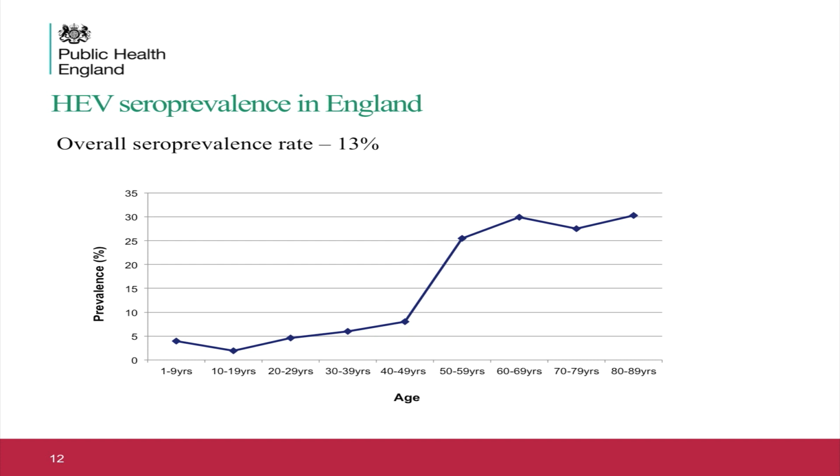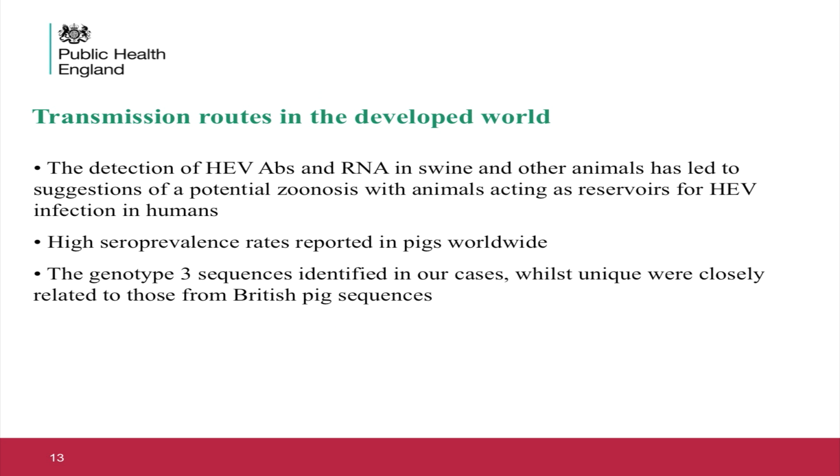So where is the virus coming from? How is it being transmitted through the developed world? So the detection of HEV antibodies and RNA, and this was initially in pigs, but it's subsequently been described in other farm and domestic animals. And this really led to the suggestion that the virus was transmitting via zoonosis and that these animals act as a reservoir for infection. So the pig really remains the best studied animal for hepatitis E, and wherever it's been looked for, you always find a very high seroprevalence rate of hepatitis E in pigs.